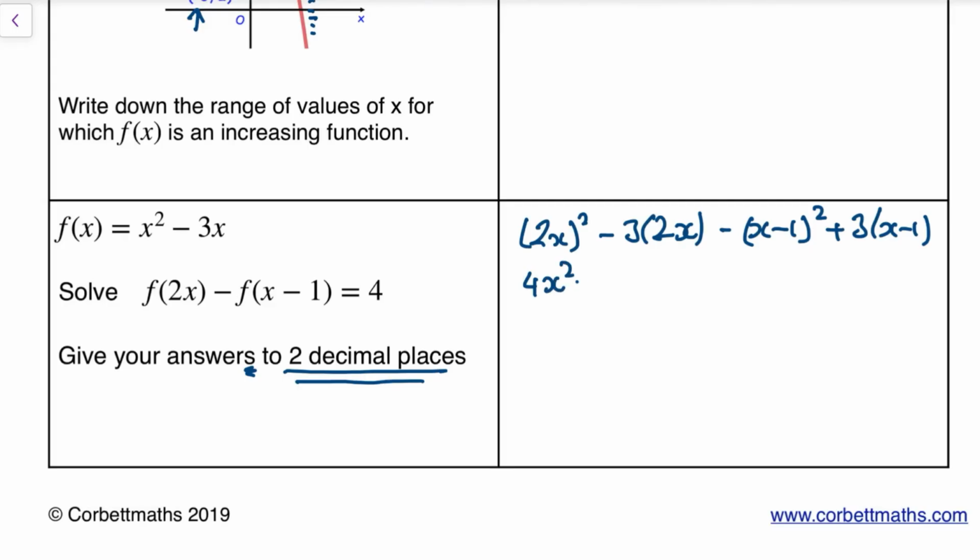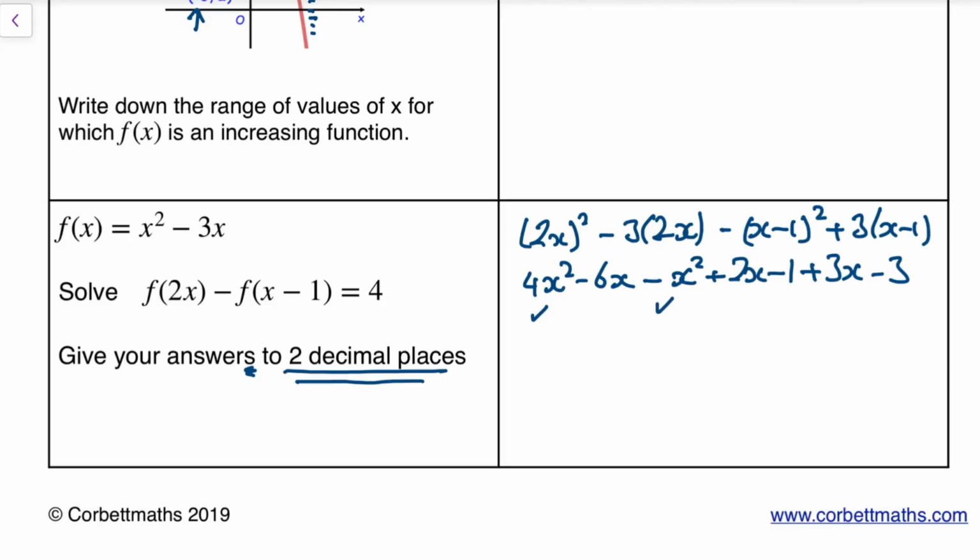So that's going to give me 4x squared minus 6x minus, now you've got to be careful here, it's x squared minus 2x plus 1. So if I take that away, it's minus x squared plus 2x minus 1 plus 3x minus 3. Wow. Right, now very carefully collect.